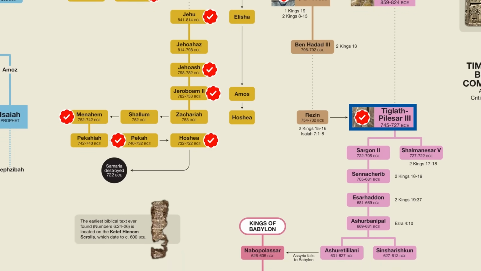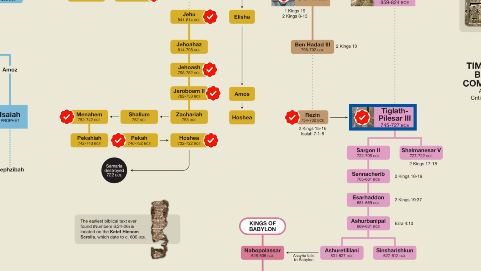Also mentioned in Tiglath-Pileser's tributary records is Rezin, the final king of Aram Damascus, who shows up in the Bible in both 2 Kings and Isaiah. Now, Tiglath-Pileser himself also appears in the Bible. In fact, he's the earliest Assyrian king to be mentioned.